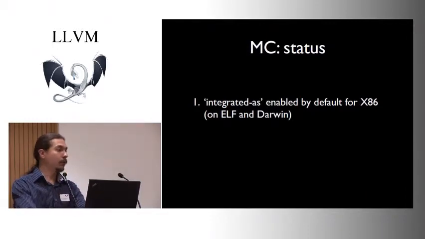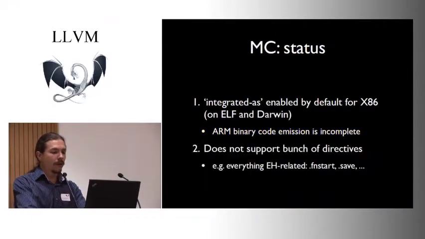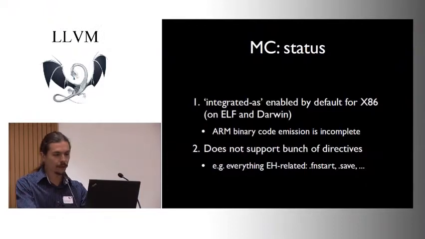However, in the 2.9 release, the emission of ARM binary code was incomplete, and it was incorrect and broken in many cases. Also, the machine code library does not support a lot of assembler-level directives, especially the ARM-specific ones. For example, all these directives which are used to emit the unwinding information. So all these .fnstart, .save, .pad, all this.